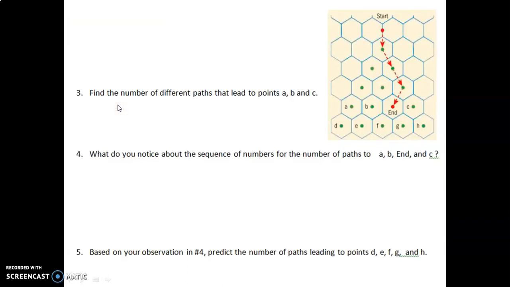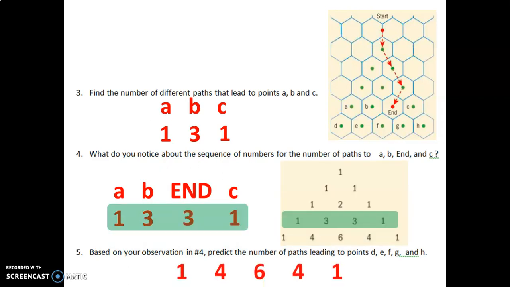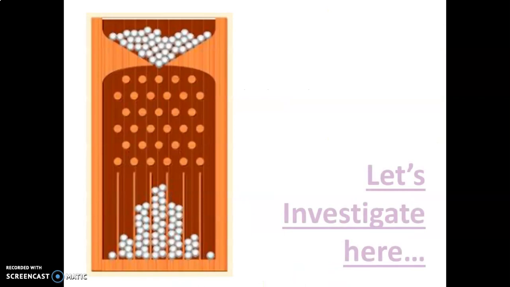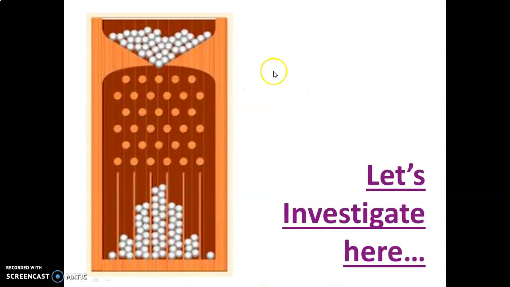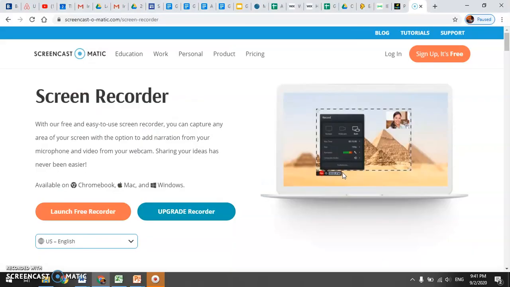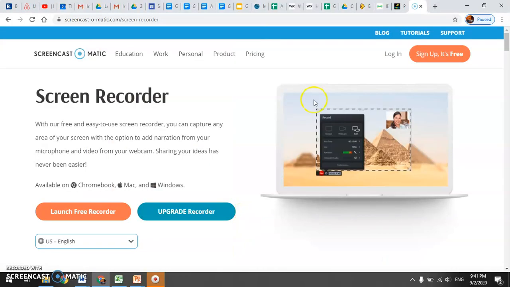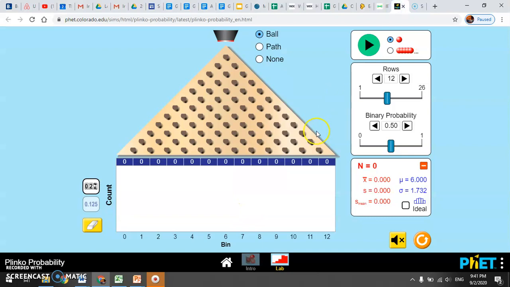Let's continue. We looked at that through this investigation, which is really great to see the connection between Pascal's triangle and the Galton board. And now let's investigate online. There's a great simulator, which I'm going to show you a couple other interesting things with. So let me find it now. Let's see, where did I put it? Here it is. Okay, so here's the simulator.